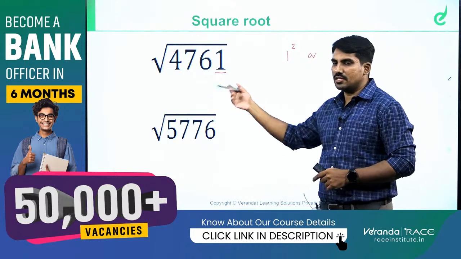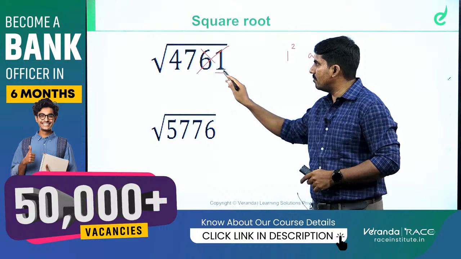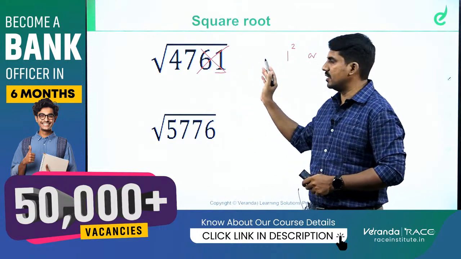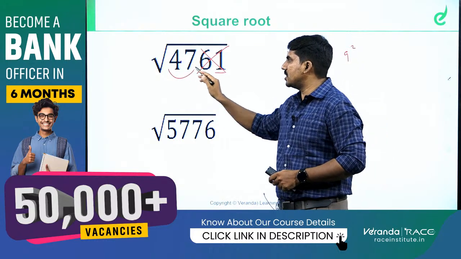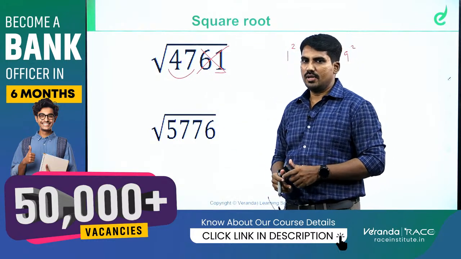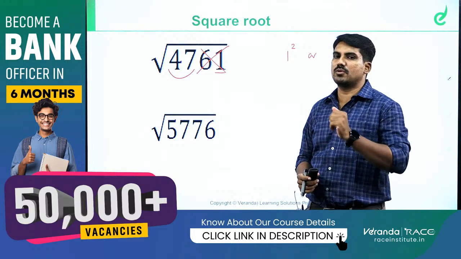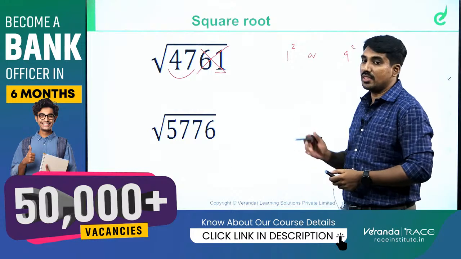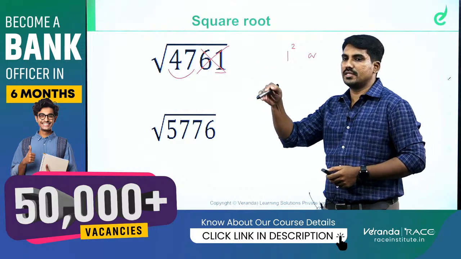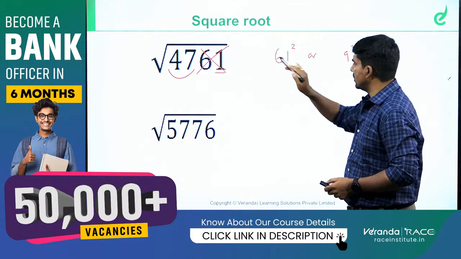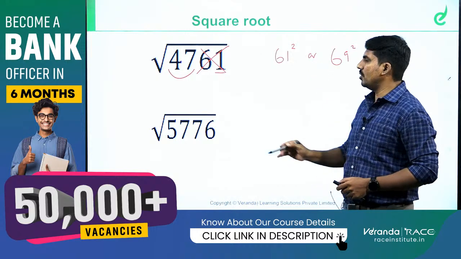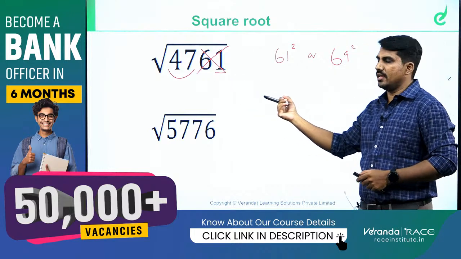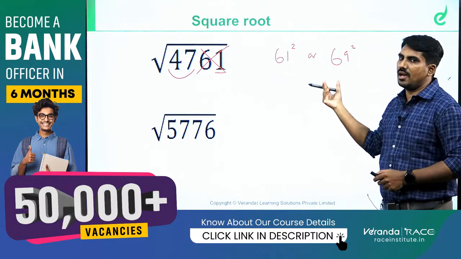Okay. Next step, we have to leave the last 2 digits. Cancel them out, we don't need them. Now which number remains? 47. Right? The previous perfect square of 47 is 36. Therefore, 36 is the square of 6, so you write that number 6. Therefore, the square root of 4761 is either 61 or 69.